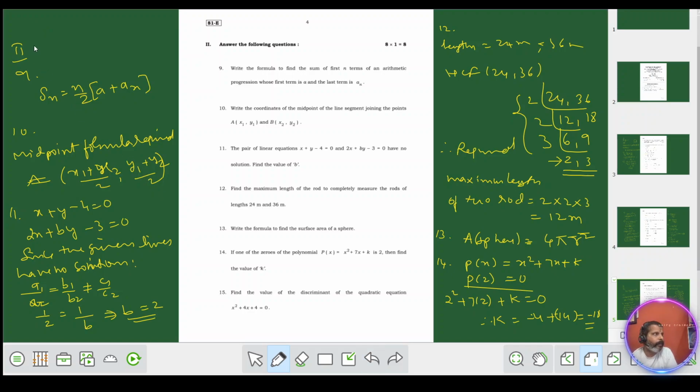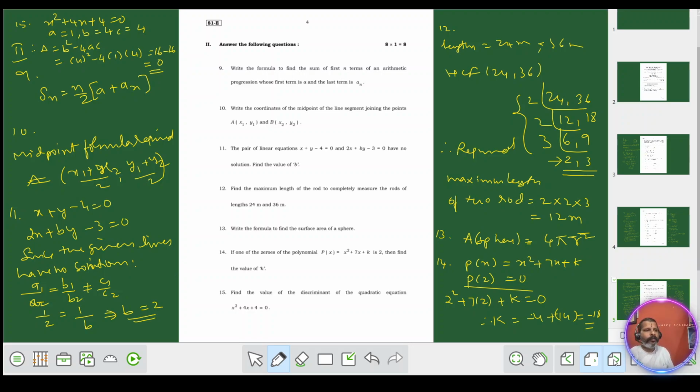Just notice here. 15th. Just write the equation. x square plus 4x plus 4 is 0. So by comparing with ax square plus bx plus c, what do you get? a equal to 1, b equal to 4, c equal to also 4. Therefore, discriminant is equal to b square minus 4ac. b square is 4 square minus 4 of a of c. So 4 square is 16. 4 into 1 into 4 is 16. Discriminant has come 0. Okay.